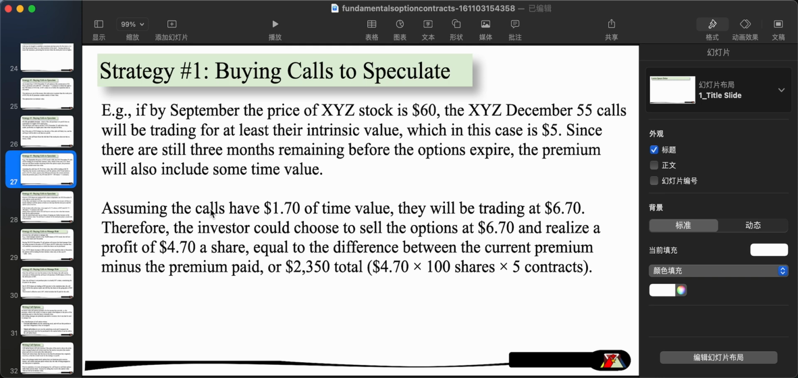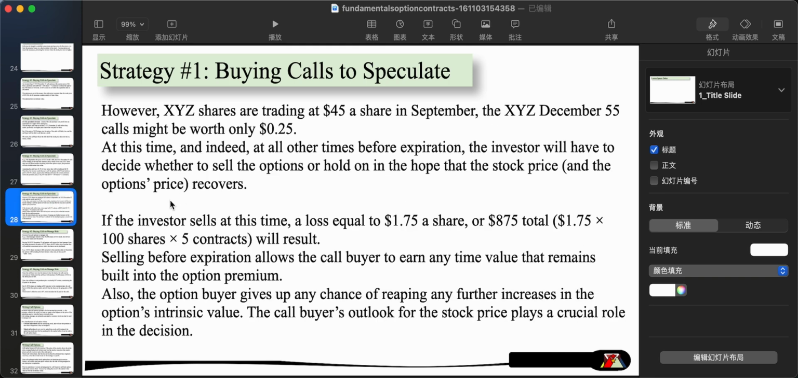equal to the current premium minus the premium paid, or $2,350 total. And how do you get this number? $4.7 multiplied by 100 shares multiplied by 5 contracts.